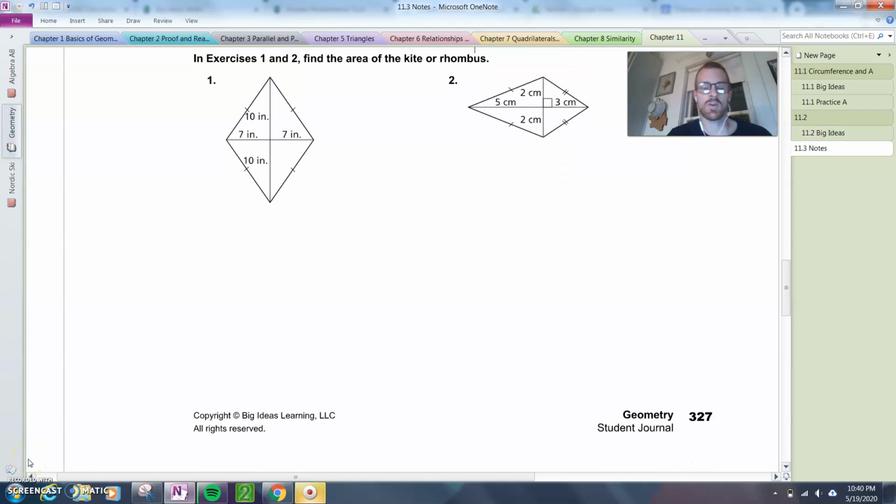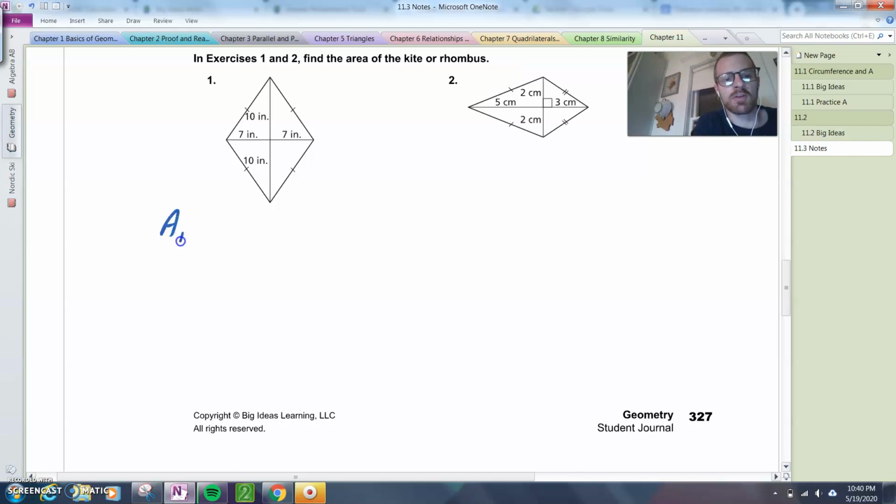All right, so welcome back. We're going to do some examples of area of a rhombus, of a kite, and then we're going to look at a couple of examples with area of a regular polygon. So let's just get down our formulas.